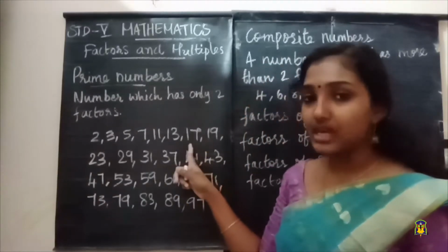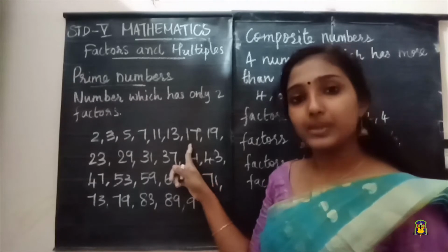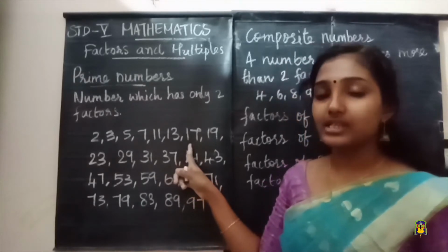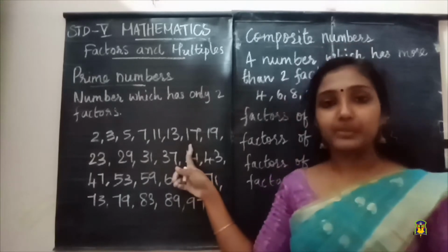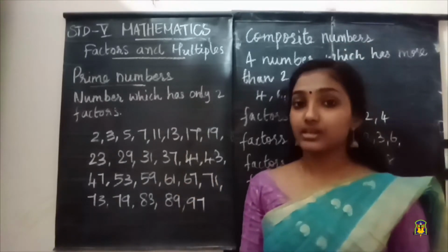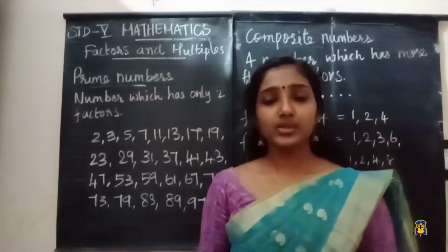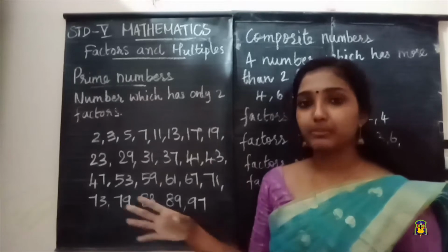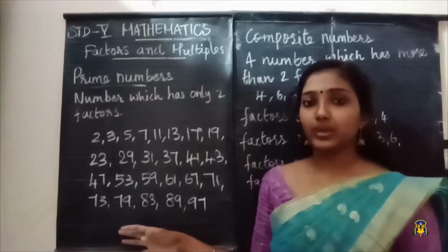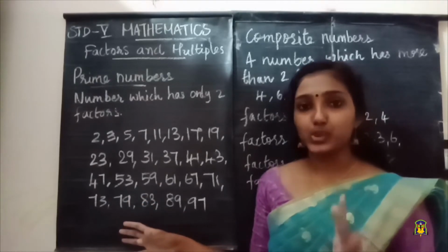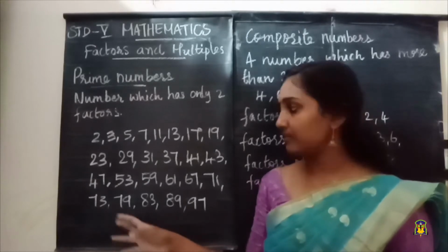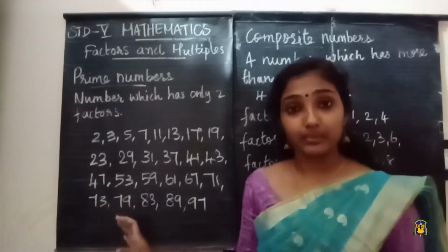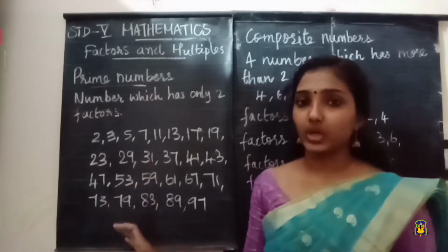Look at the number 17. 1 into 17 gives 17. Does any other number give the product 17? We cannot find any other numbers. So 17 has only two factors, 1 and 17 itself. When we pick any number from this list, we can see that the number has only two factors, 1 and that number itself. These are the prime numbers between 1 and 100.